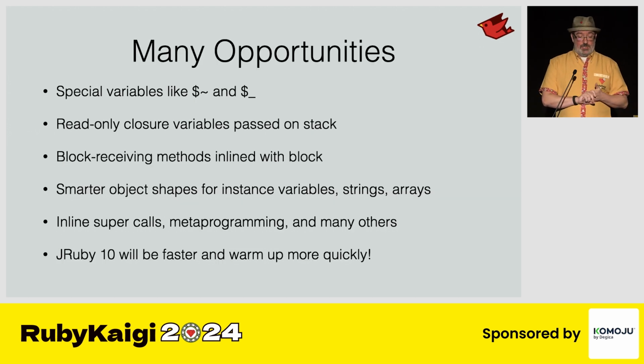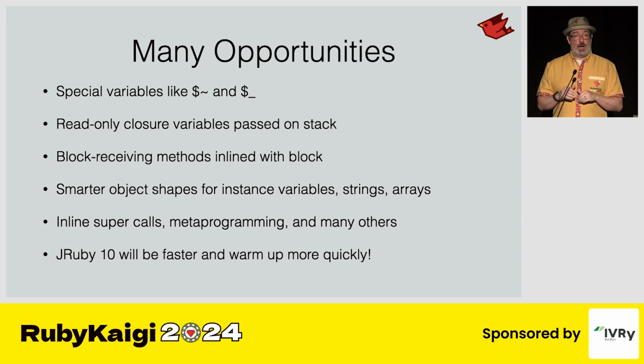So there's many more optimization opportunities that we have for JRuby 10. There are other special variables like $~, $_ for regular expression matches, and the last line that was read from an I/O. There's lots of closures, blocks that have variables that are only ever read. We can just pass those on the stack. We can optimize it so that we don't have to go back to the heap to get that information. We can inline methods and blocks all the way back to the caller so that every version of each, for example, will inline with the block that it was given and optimize correctly.